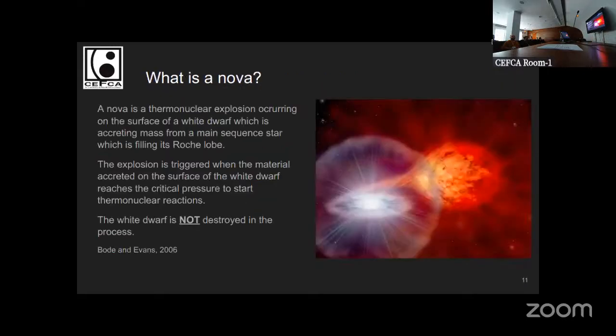Now, the time domain phenomena I'm interested in are called classical novae. And what is a nova? A nova is a thermonuclear explosion on the surface of a white dwarf, which is accreting mass from a less evolved companion.